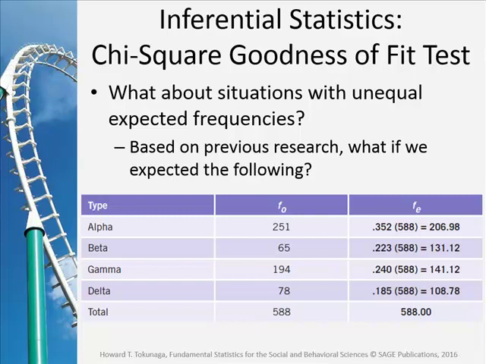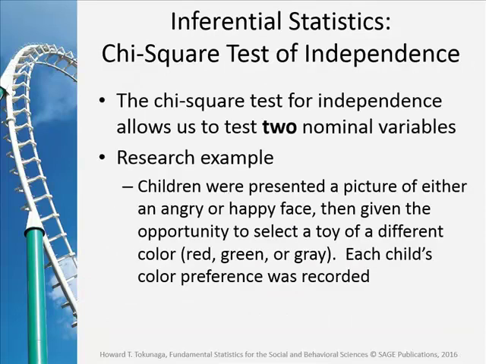But you got to have those numbers to begin with, and you do the same thing. That's the first version of the chi-square. You can use that when you have only one variable and you want to see if there's differences between the groups. When you have two variables, the test you want to use is the chi-square test of independence.